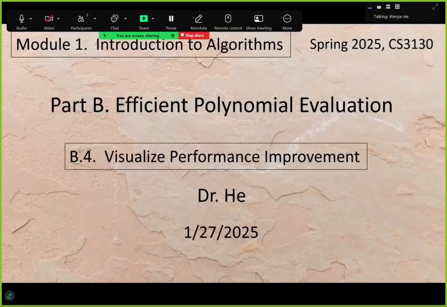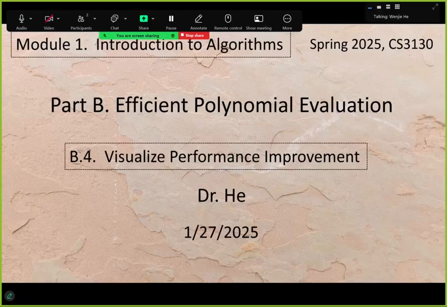All right. The last topic: visualize the performance improvement. Because it's hard to imagine, we want to visualize it a little bit. So we draw the picture to show you, so you get a better feel about the huge difference. How large is the difference? That 100 to 1 is not big enough. The actual improvement is much bigger than that.